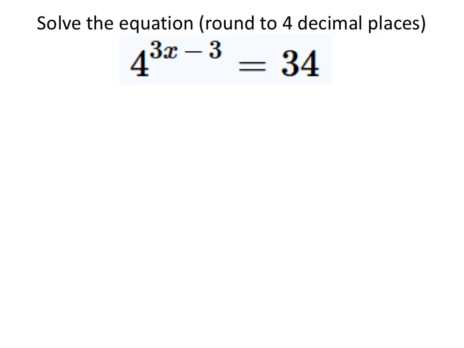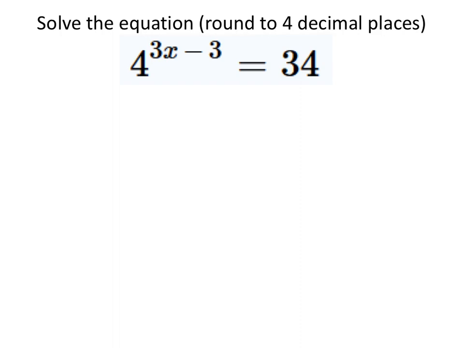All right, solve this equation, rounding to 4 decimal places. You could use guess and test on this just to see. You could say, what if x was 1? Then you've got 3 times 1 minus 3, that's 4 to the power of 0. That's not really helpful. You could try to get the exponent to be 2 and 3 and so forth. But we need 4 decimal places on this, right?